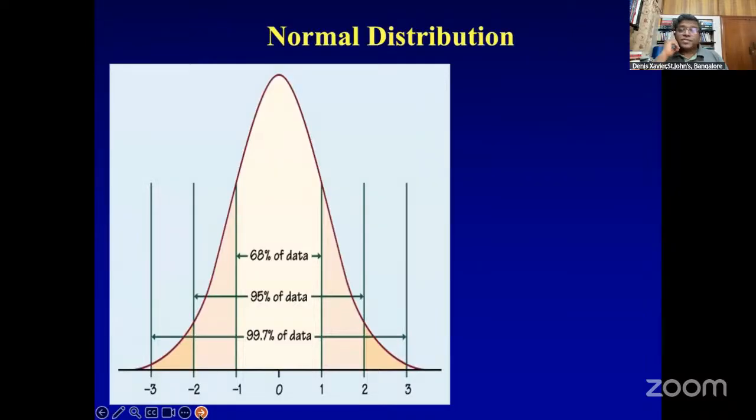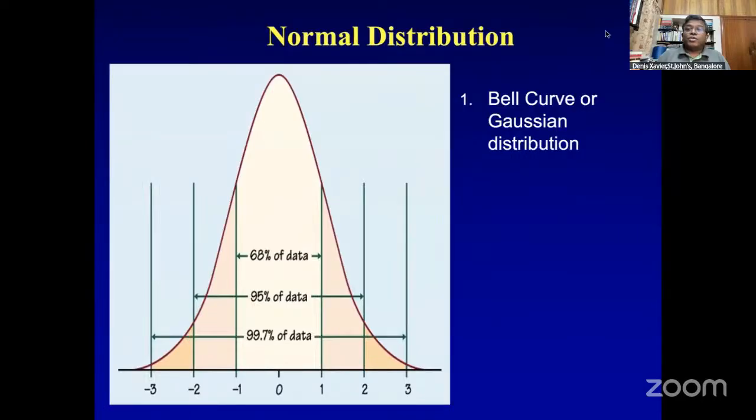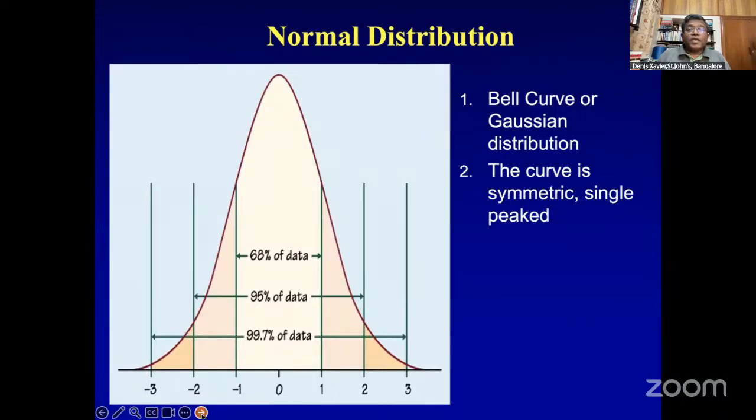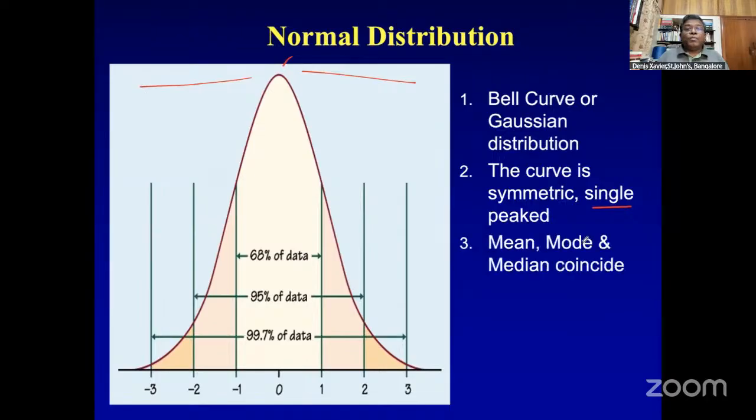All of us have seen this multiple times. This is called the bell curve or the Gaussian distribution. What do we see here now? First, it is symmetric and has only a single peak. There's no double peak. It is symmetric, which means this side and this side are exactly the same. Next, mean, median, and mode are right here, right in the middle. Whatever the data is, for now we have put it as 0, just to show where the middle is.